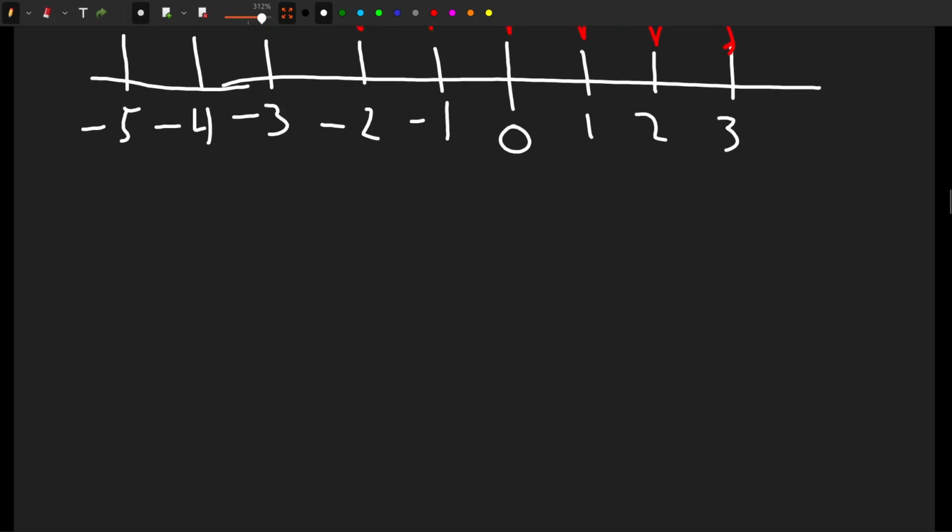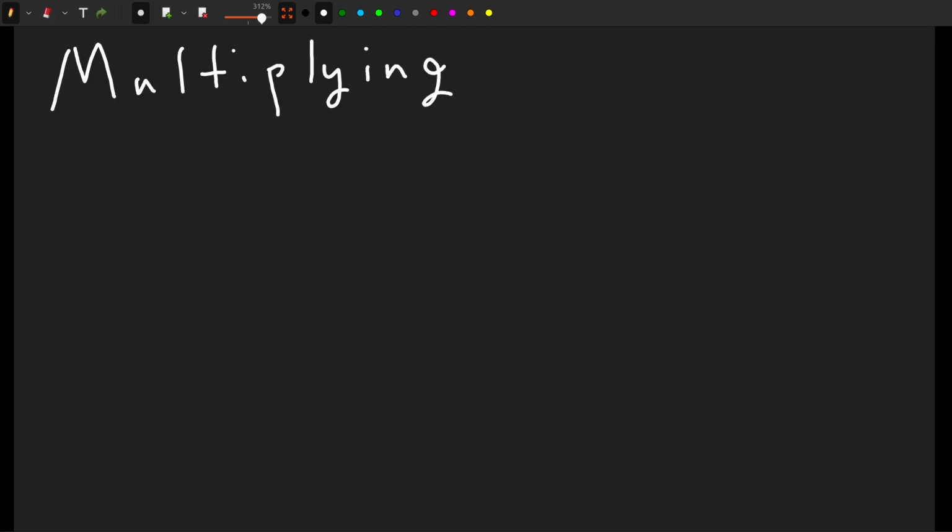And so now let's get to multiplication. And so for multiplication, we have a few different rules. So for multiplying, you don't need to know exactly why these rules work, at least not yet, but we just need to know that they exist.